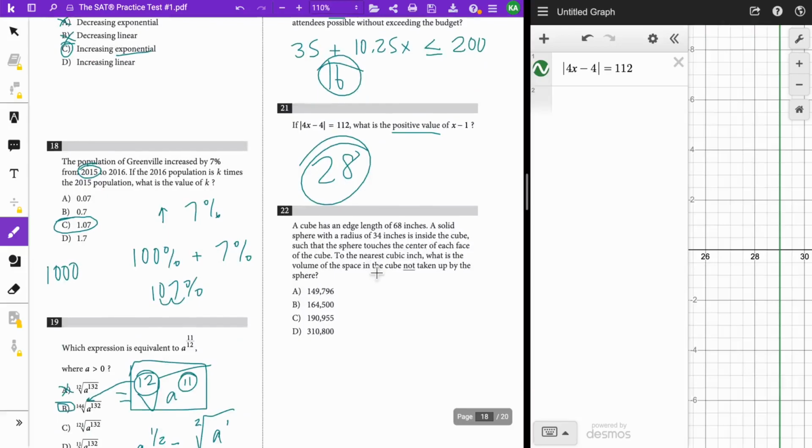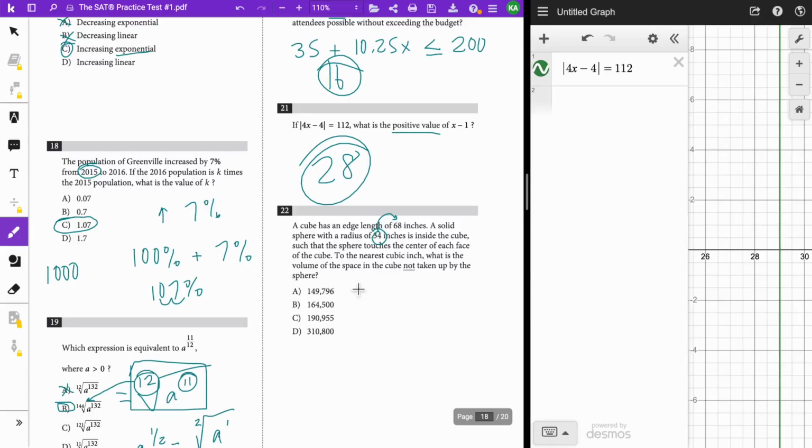Okay, now 22. We have a cube with an edge length of 68. That means all the sides are 68 inches. And a sphere with a radius of 34 inches is inside the cube, such that the sphere touches the center of each face of the cube. Yeah, that makes sense, because if the radius is 34, the diameter is 68, so it would just barely touch every side. To the nearest cubic inch, what's the volume of the space in the cube not taken up by the sphere?